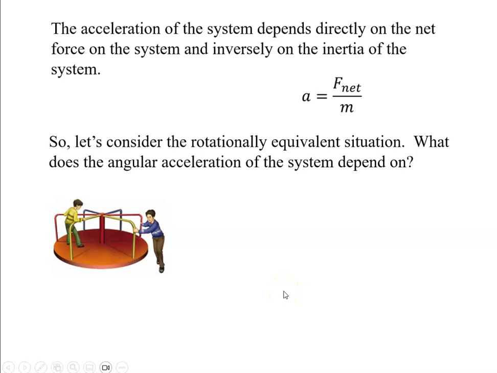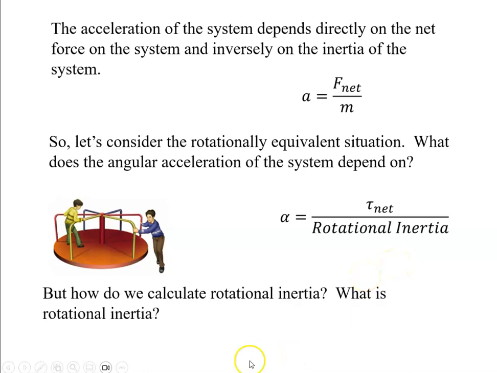Well, there would be an angular acceleration instead of a tangential acceleration going on. And so that angular acceleration would be caused by a net torque instead of a net force, and inversely related to the rotational inertia. But how do we calculate this rotational inertia? What is rotational inertia even?